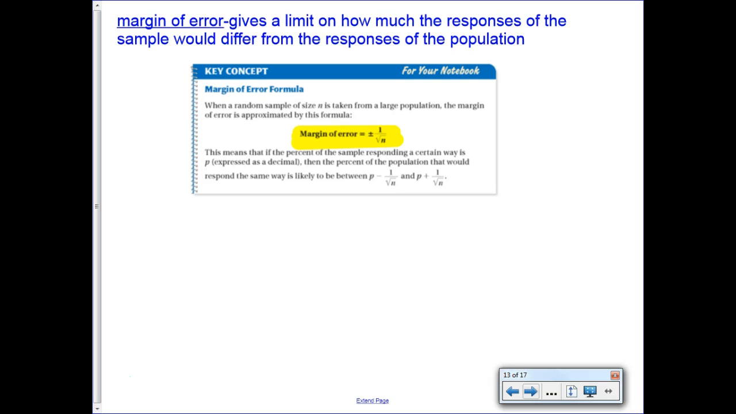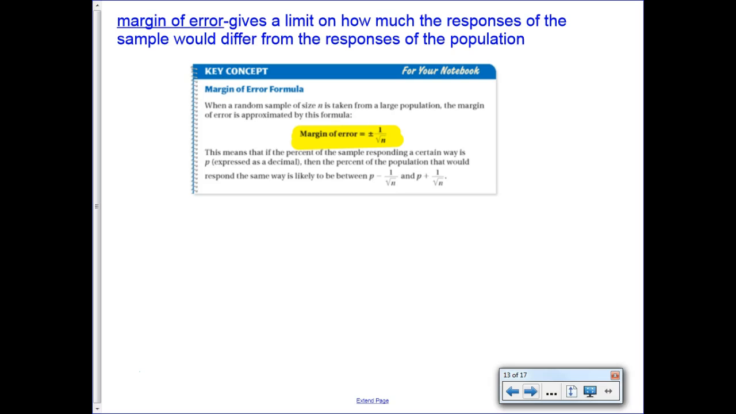So the formula here is highlighted for you. When a random sample of size n is taken from a large population, the margin of error is approximated by this formula. So it's plus or minus 1 over the square root of the number of responses. This means that if the percent of a sample responding a certain way is p, expressed as a decimal, then the percent of the population that would respond the same way is likely to be between p minus 1 over the square root of n and p plus 1 over the square root of n.